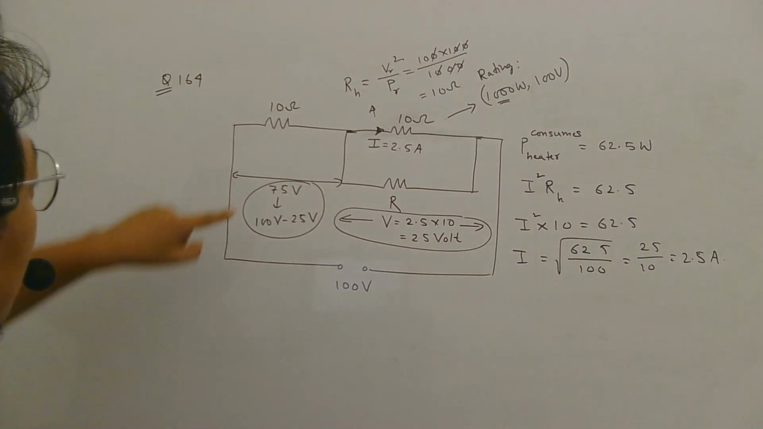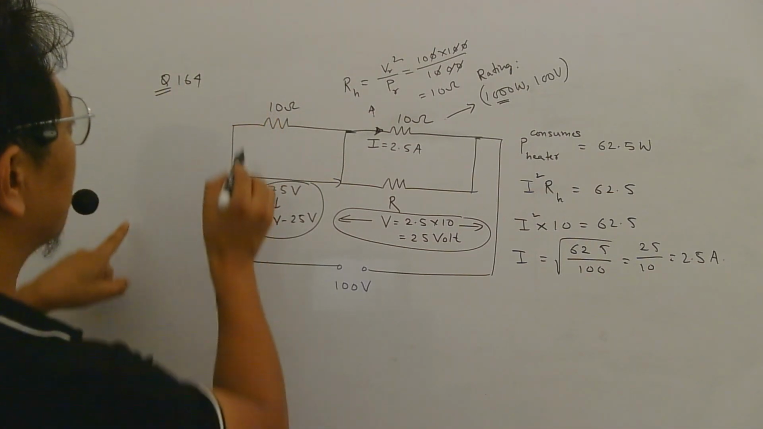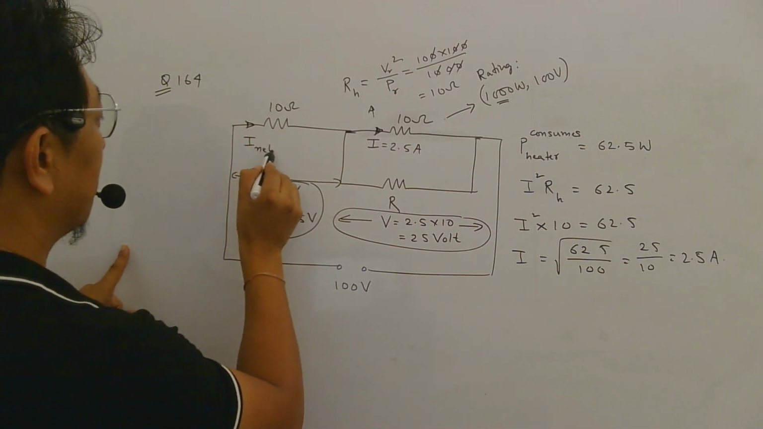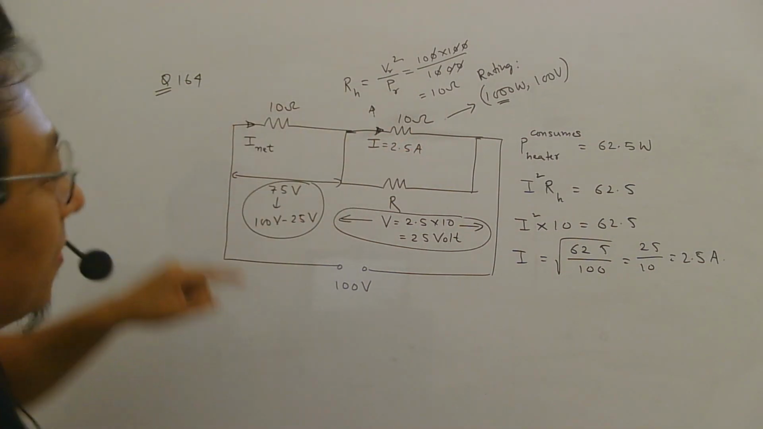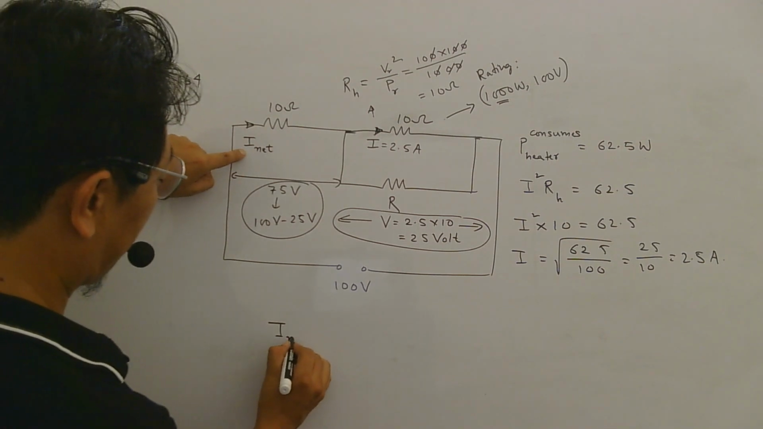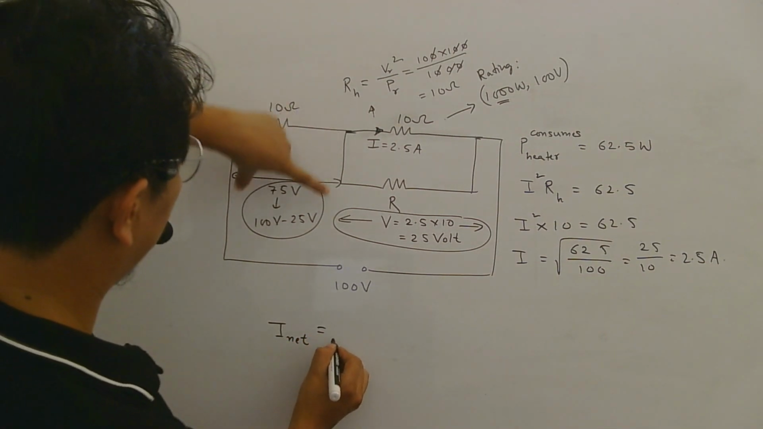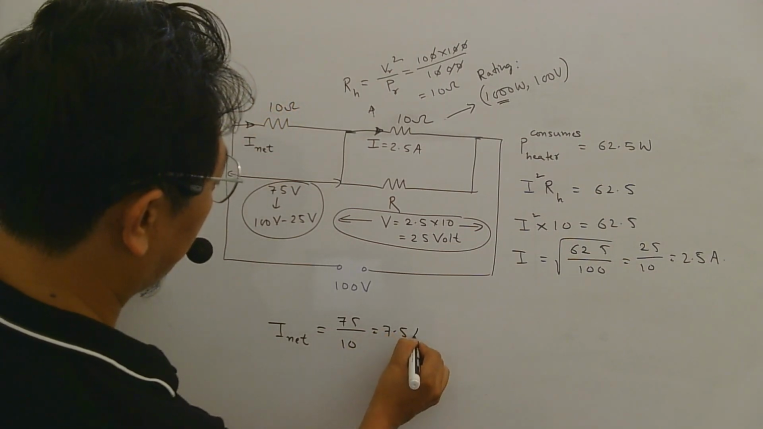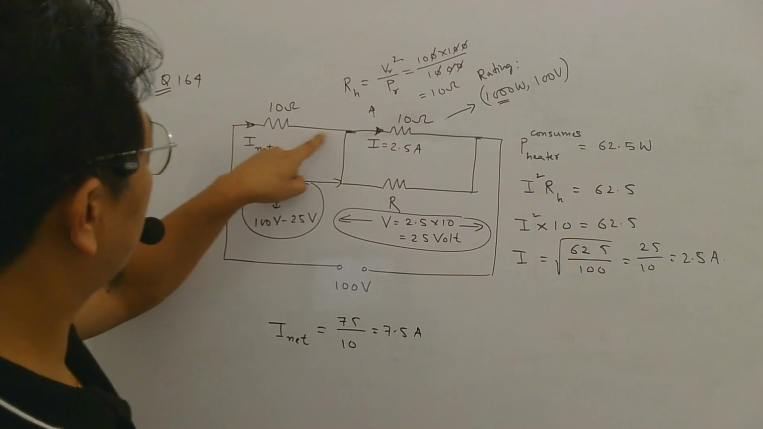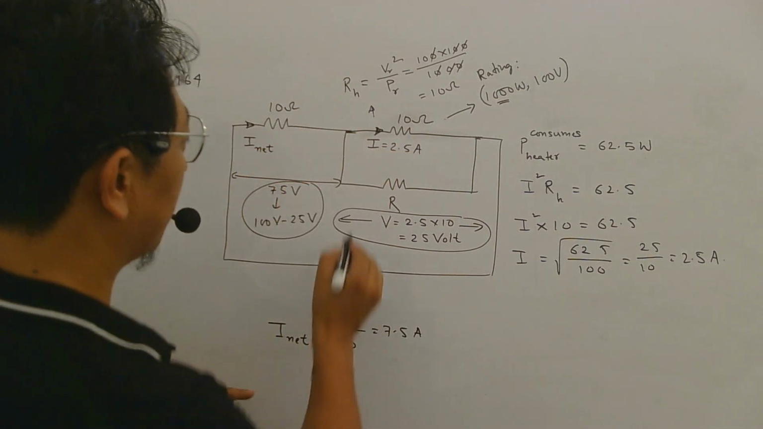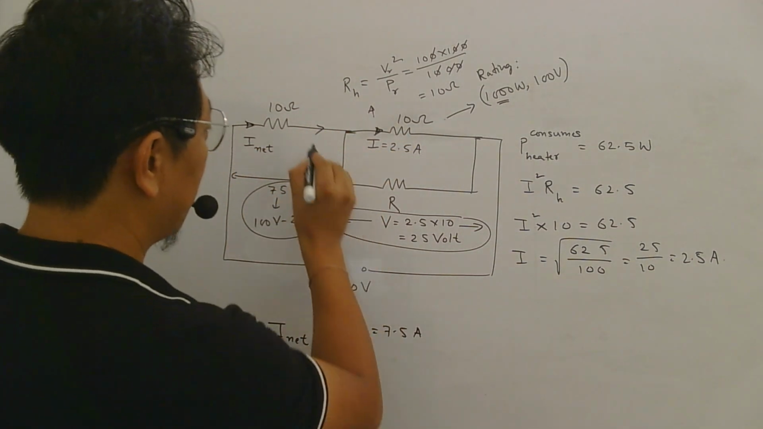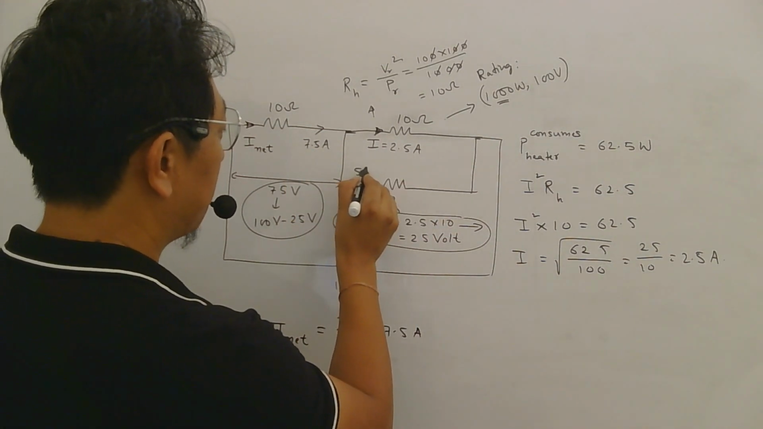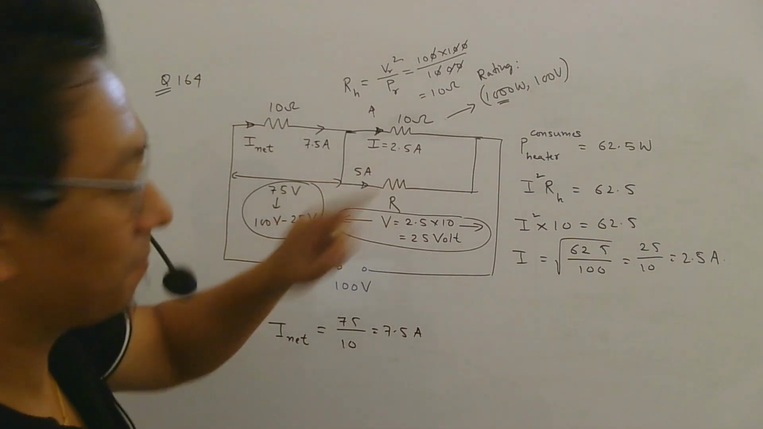Okay. Now here 75 volt, here 10 ohm. So current here, let me call this current as I net. That current will divide here, no? So what will be current here? Voltage here is 75 divided by resistance here 10. So 7.5 ampere. So 7.5 ampere is coming, 2.5 is going. So how much should go here? 5 ampere should go, the remaining.